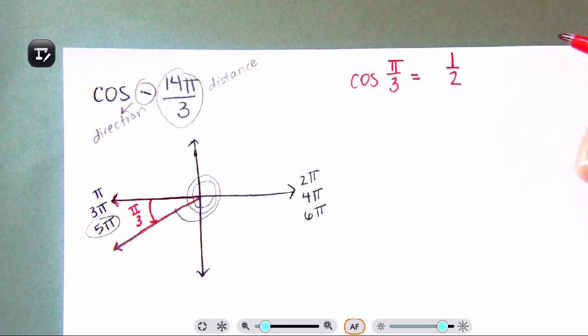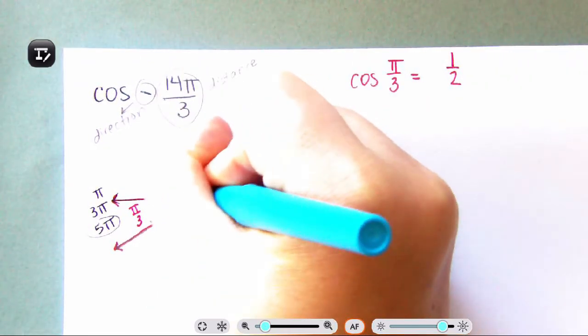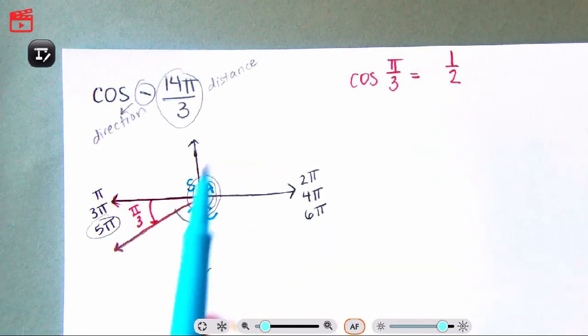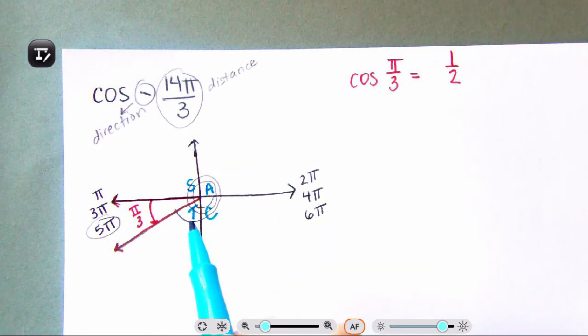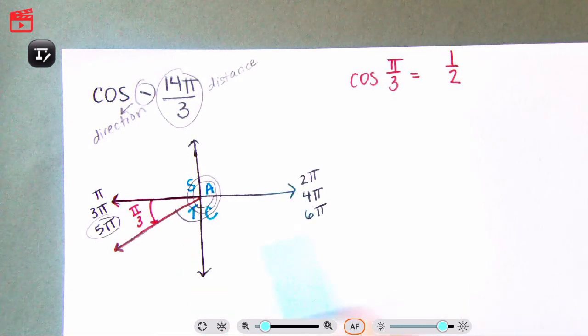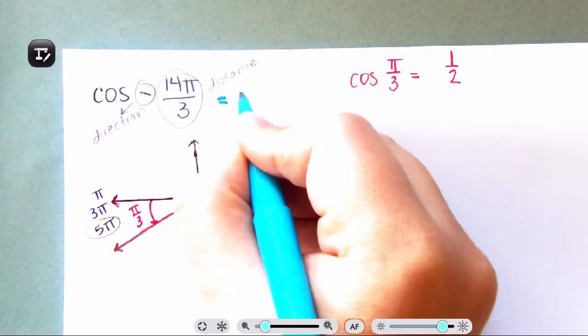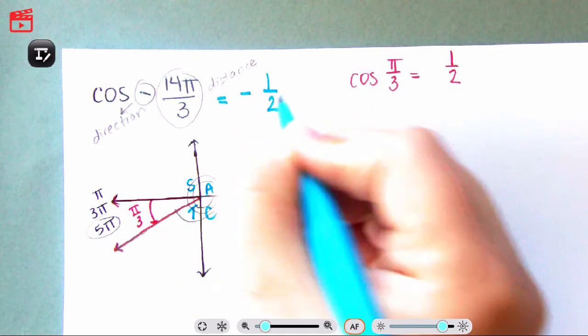So now we need to identify the quadrant our original angle is in. So, all students take calculus. In quadrant 3, the only thing that would be positive is tangent. We don't have tangent, we have cosine. So therefore, our answer would be negative.